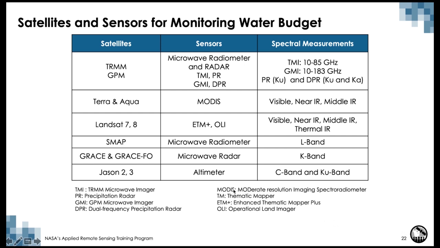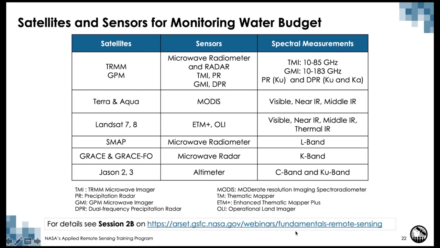Again, not going into great detail, this is mostly for your information and reference, that the satellites that we just saw have various sensors. Precipitation is derived from microwave radar and radiometer. There are optical sensors such as MODIS, ETM, and OLI on Terra, Aqua, and Landsat. They provide radiation in the visible and near and middle infrared. SMAP is a microwave radiometer for soil moisture. GRACE also is a microwave radar system in K-band. And Jason is an altimeter in C-band and Ku-band. So as you can see, spectral measurements are different for different satellites and sensors, and they are used to derive water budget components that we just saw in the previous slide. Again, the fundamentals webinar has information about these sensors and satellites.